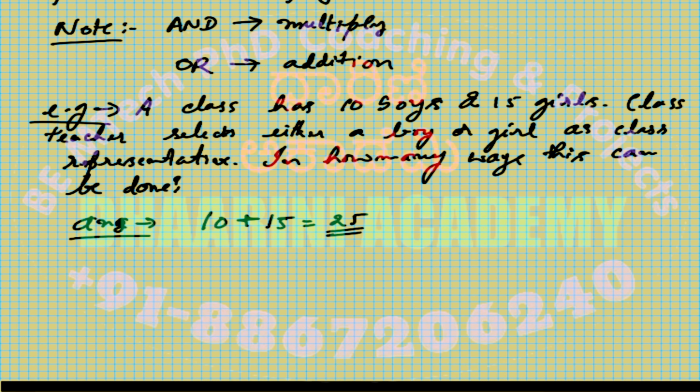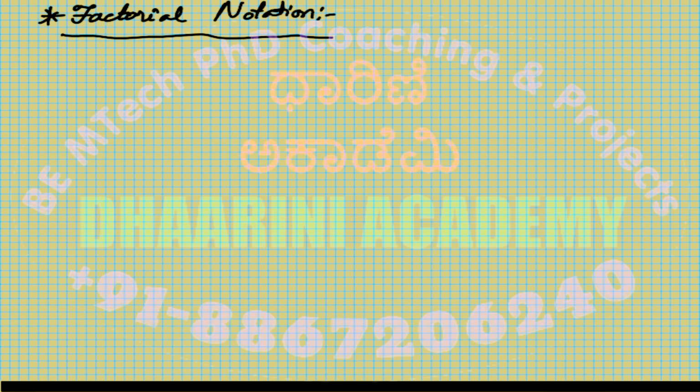All right, let's move further. Now we'll bring in a standard notation in mathematics. This is called the factorial. Factorial notation. Let's get familiar with the notation first, then we'll go for the further problems based on this.